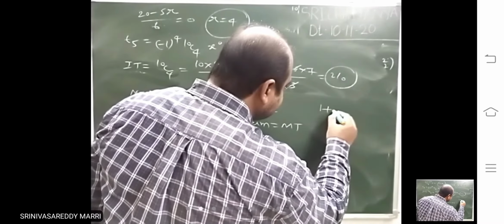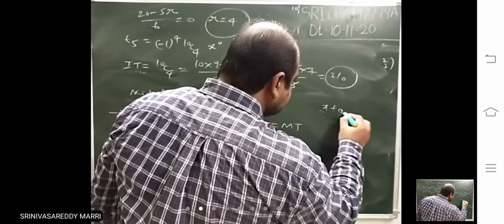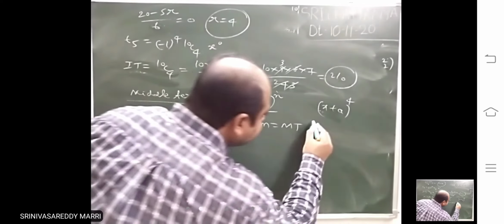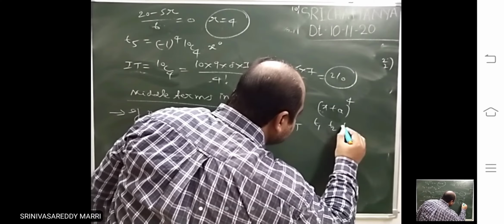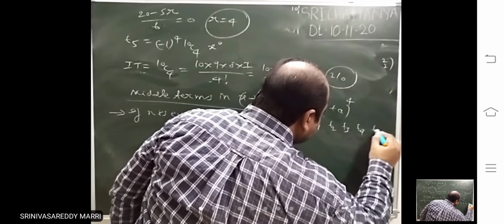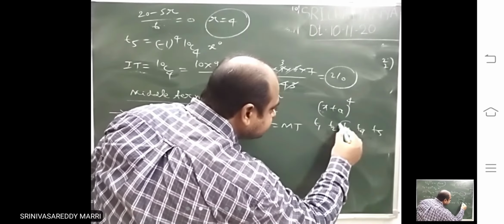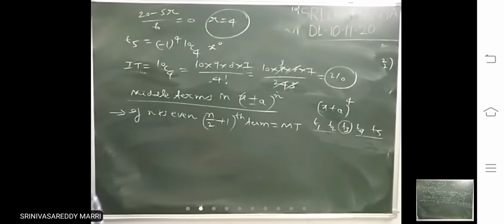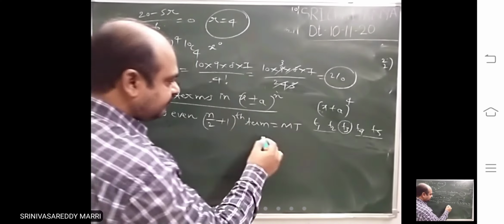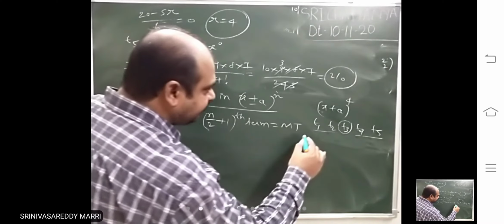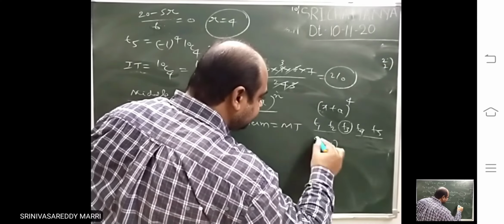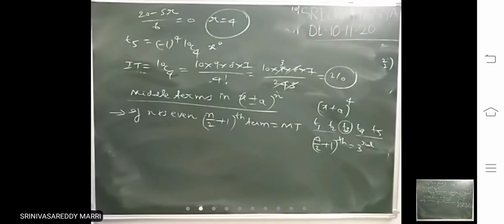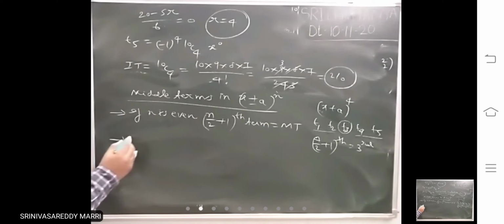Suppose take an example: (x plus a) whole power 4, right? So in this, 5 terms will be there: T1, T2, T3, T4, T5. Middle term means this is the one. This side two terms will be there, this side two terms. That means that will be the middle term, right? You can calculate it by this formula: n by 2 plus 1, that means 4 by 2 plus 1, that means third term, T3. There will be one middle term.